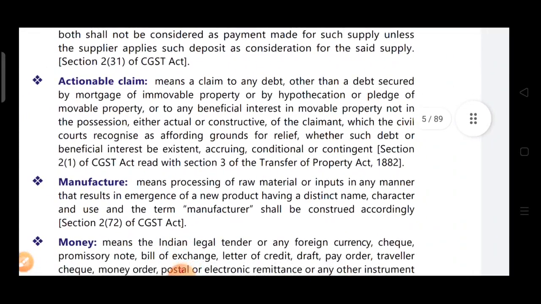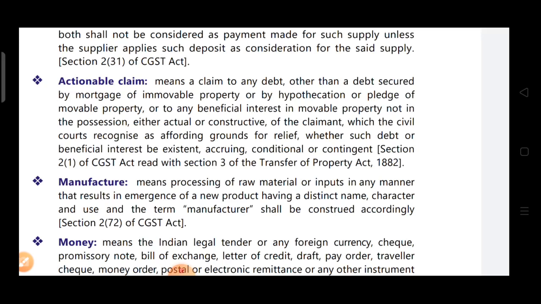Actionable claim means a claim to any debt other than a debt secured by mortgage of immovable property or by hypothecation or pledge of movable property, or to any beneficial interest in movable property not in possession, either actual or constructive, of the claimant, which the civil court recognizes as affording grounds for relief, whether such debt or beneficial interest be existent, accruing, conditional, or contingent. Section 2, Subsection 1 of the CGST Act, read with Section 3 of the Transfer of Property Act 1882.